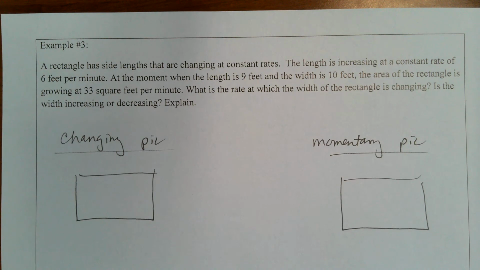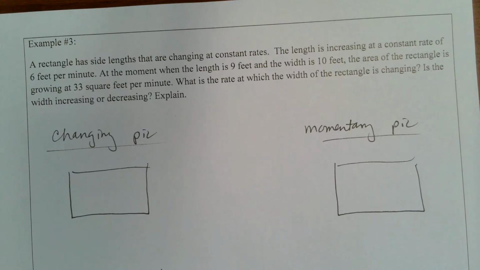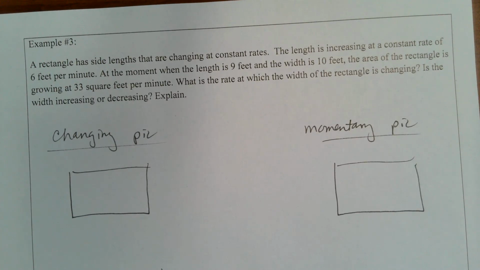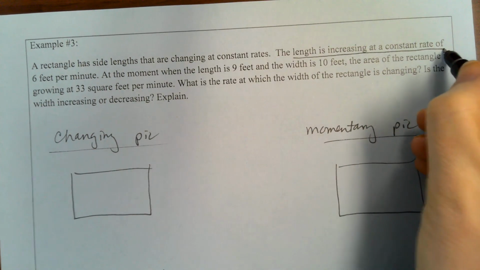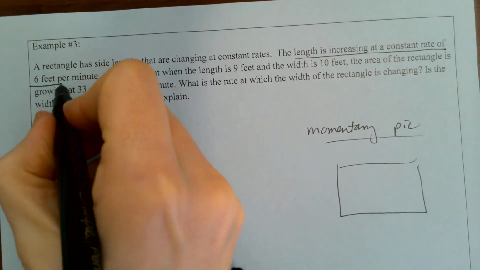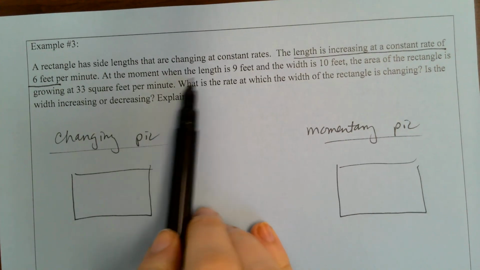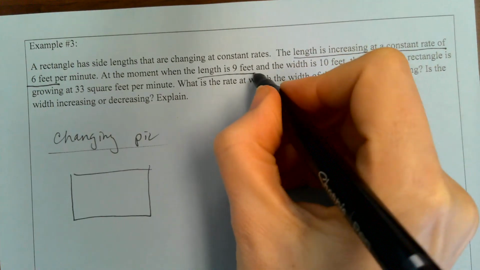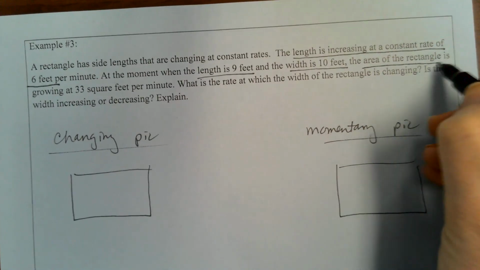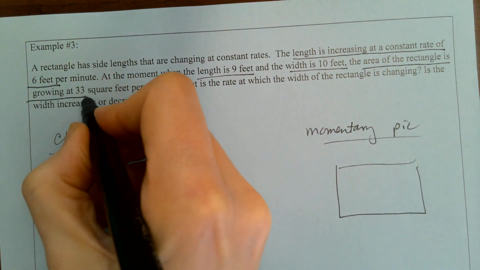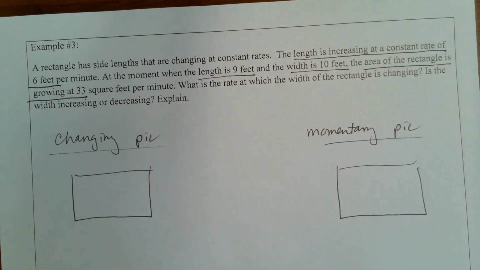Another rectangle. So a rectangle has side lengths that are changing at constant rates. The length is increasing at a constant rate of 6 feet per minute. At the moment when the length is 9 feet and the width is 10 feet, the area of the rectangle is growing at 33 square feet per minute.